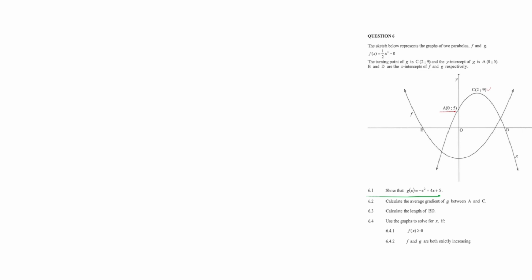6.3, calculate the length of BD. Alright, so here we have B and D. What we can see over here is that B is an x-intercept of the graph F. Also, D is the x-intercept of graph G. So in order to determine the length from here up to D, we first have to determine their coordinates. Let us first try to determine the coordinates of B. And B is the x-intercept of graph F.